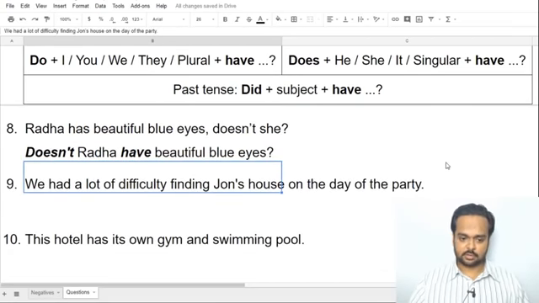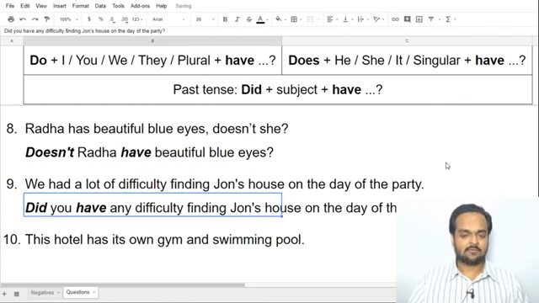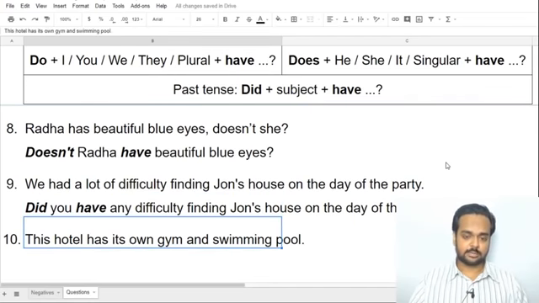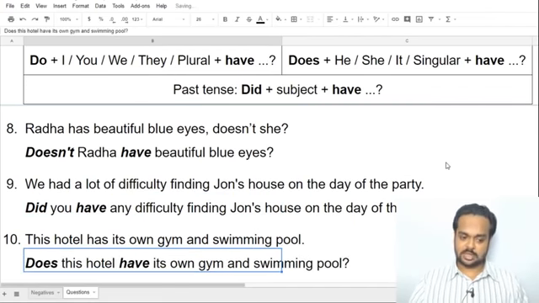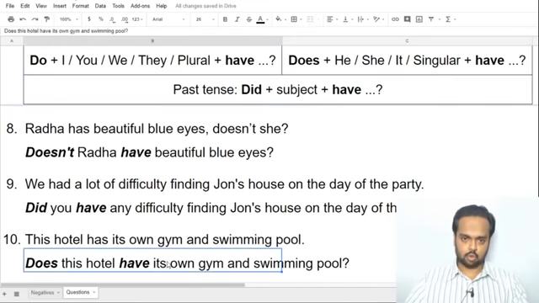We had a lot of difficulty finding John's house on the day of the party. Did you have any difficulty finding John's house on the day of the party? This hotel has its own gym and swimming pool. Does this hotel have its own gym and swimming pool? Okay, I'm sure that this exercise was pretty easy for you. All you had to do was follow this very, very simple rule. With practice, this becomes very easy, and I'm sure that you will be using these correctly.